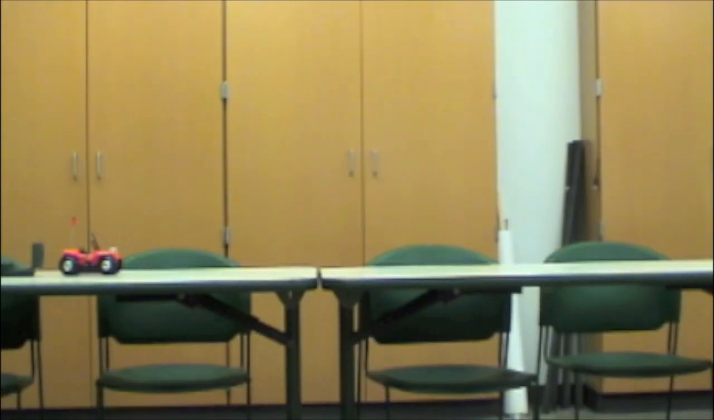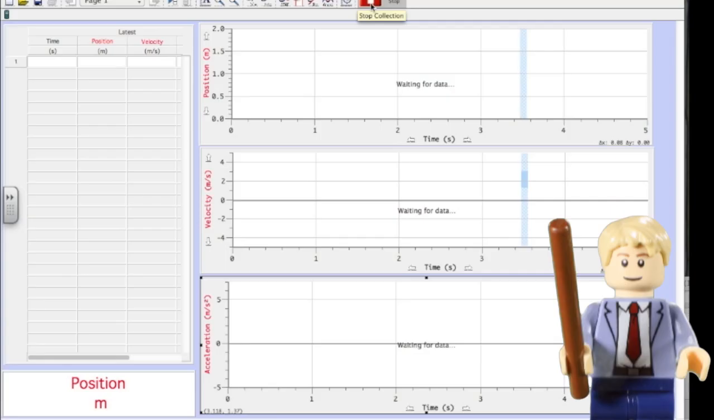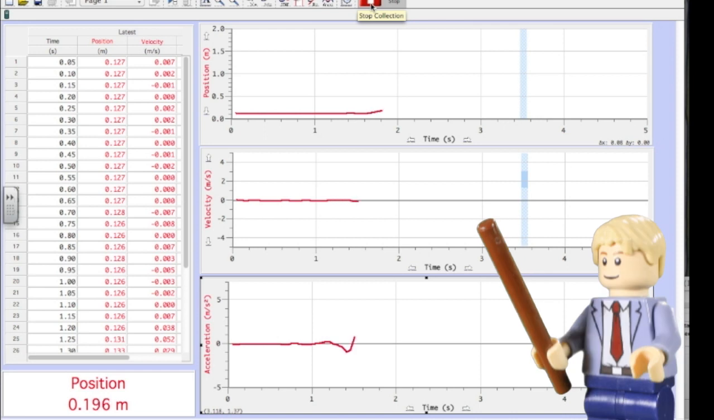Here we have a constant speed buggy set up on a table. Directly behind the buggy is a sonar connected to my computer through a LabQuest. I'm going to turn the cart on and collect position and time data from the sonar as the car moves across the table. Here's the real-time data being collected by the sonar.